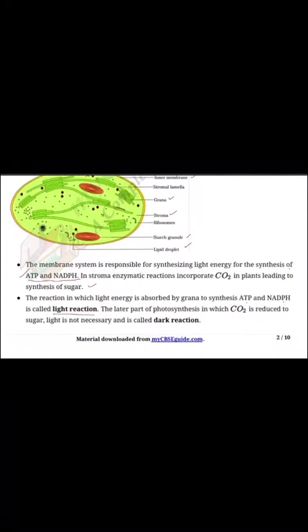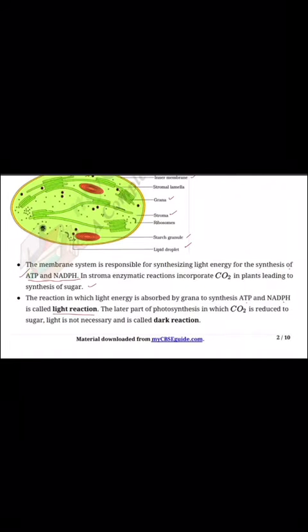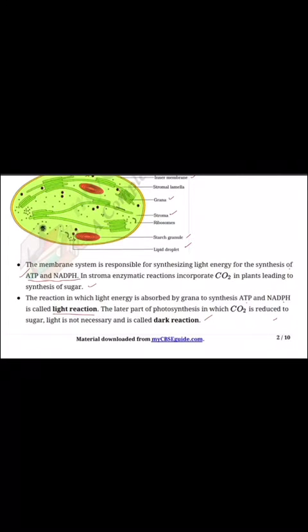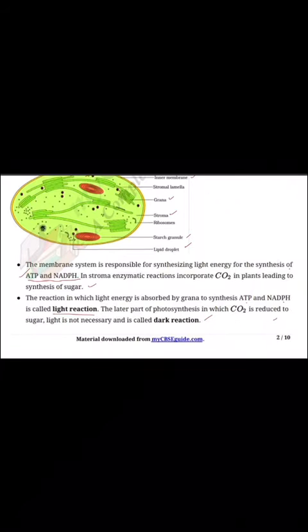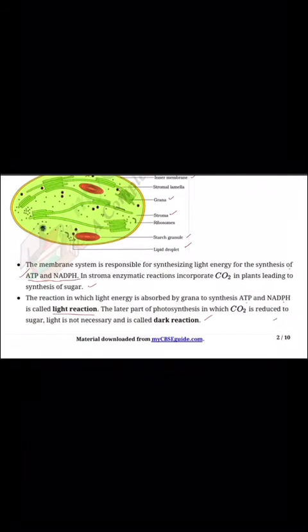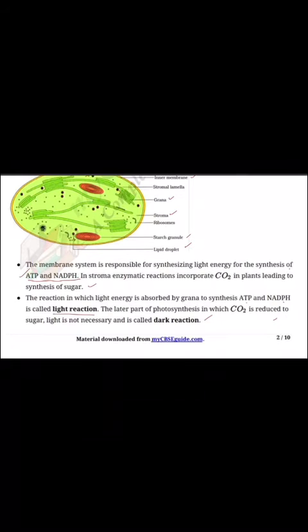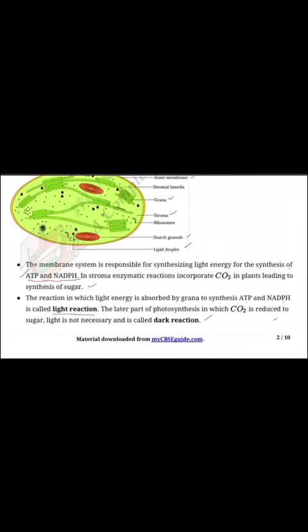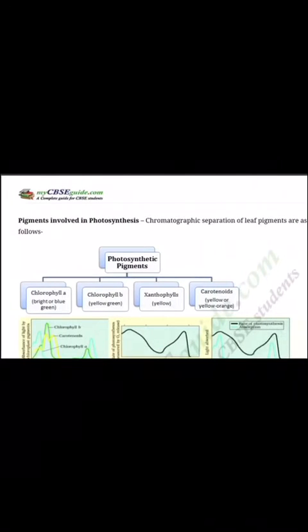The later part of photosynthesis, in which CO2 is reduced to sugar, where light is not necessary, is called the dark reaction. Basically, in the light reaction you require light, sunlight, where predominantly photolysis takes place, leading to splitting of water. So H2O will be split. Whereas in the dark reaction, it is the reduction of carbon dioxide to form starch, where light is not necessary. That's why it is called the dark reaction.